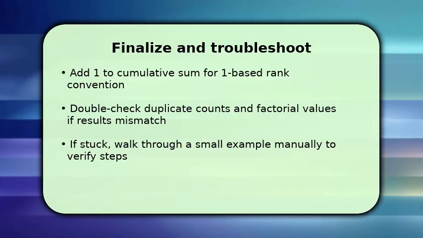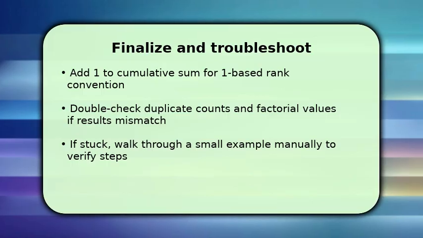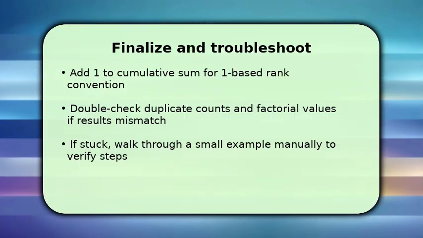Mismatches usually come from incorrect duplicate counts or a wrong factorial value. If you find inconsistent results, re-evaluate updates to the multiset after each fixed letter and ensure you divided by all duplicate factorials. Make sure to test edge cases like all unique and all identical letters to confirm your implementation.